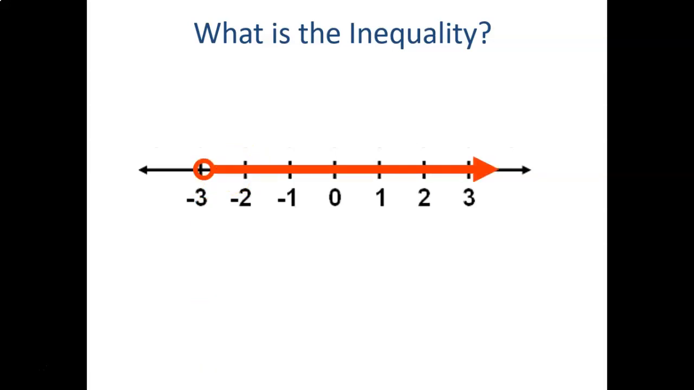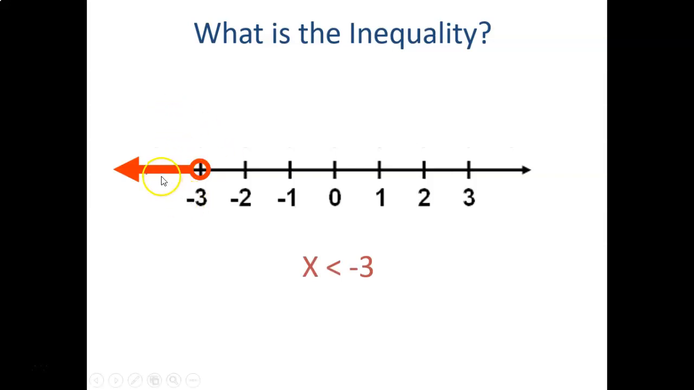What about this one? X is greater than -3. What about this one? X is less than -3. If you're having trouble with the greater than and less than sign, remember, look at the arrow. The arrow can give you a tip on how to make your symbol.